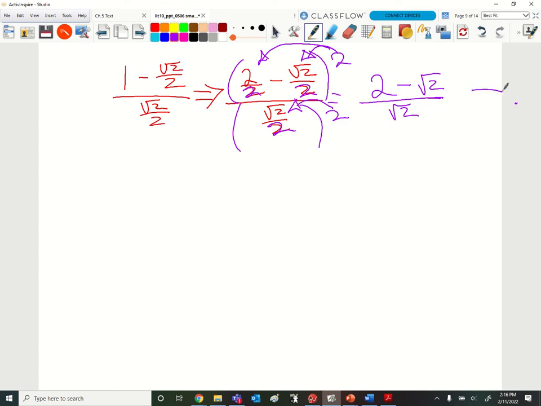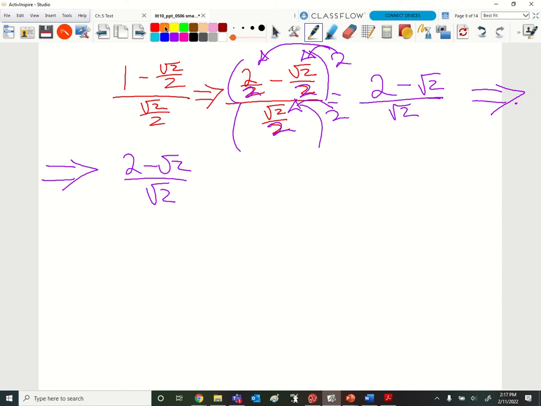Now I'm going to Pac-Man this one. Waka, waka, waka, waka, waka. Okay. So I'm going to have 2 minus rad 2 over rad 2. Now my step, I'm changing colors again. What do I not like about this? Yeah, radical in the denominator. So I'm going to multiply top and bottom by rad 2 over rad 2.